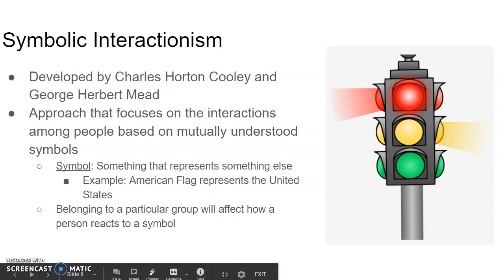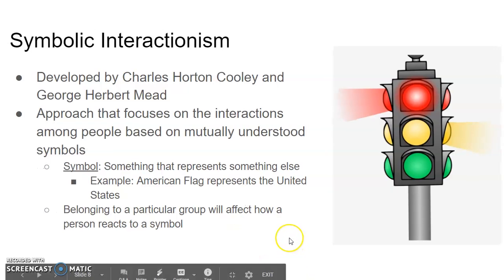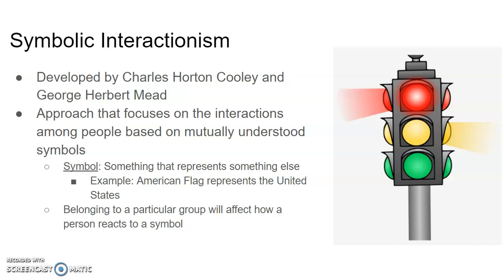Our final perspective is symbolic interactionism. This is a perspective developed by Charles Horton Cooley and George Herbert Mead. This approach focuses on the interactions among people based on mutually understood symbols, and they define a symbol as something that represents something else. An example here is the American flag representing the United States.